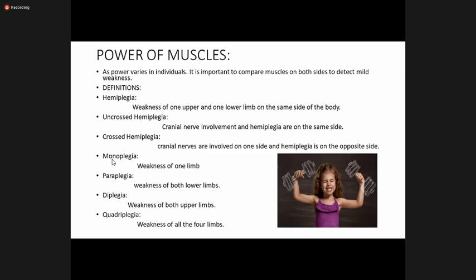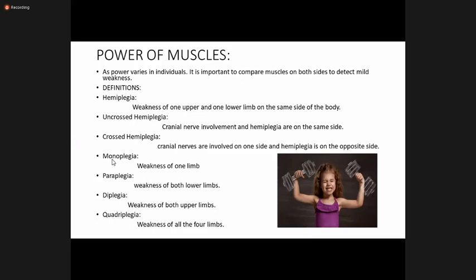And power varies in individuals. It is important to compare muscles on both sides to detect mild weakness, and there are certain definitions like hemiplegia, monoplegia, paraplegia, diplegia, quadriplegia. These are all medical terminology. You must remember the meaning, the definition of these words.